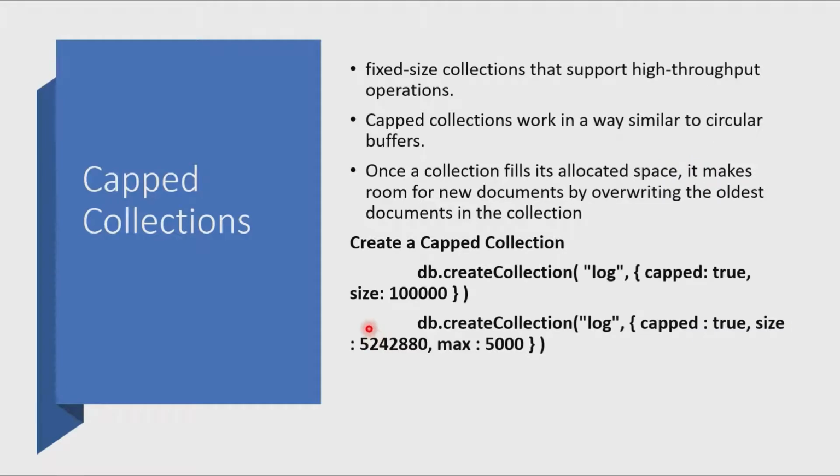The last thing in this is the capped collection. What is a capped collection? Capped collections are fixed-size collections that support high-throughput operations, and they are like circular buffers. Once the collection storage is filled, it makes room for new documents by overwriting the oldest documents in the collection. And how do we create a capped collection? db.createCollection, you write the name of the collection, then you have to mark capped as true, and then you mention the size. That's the way capped collections are created.